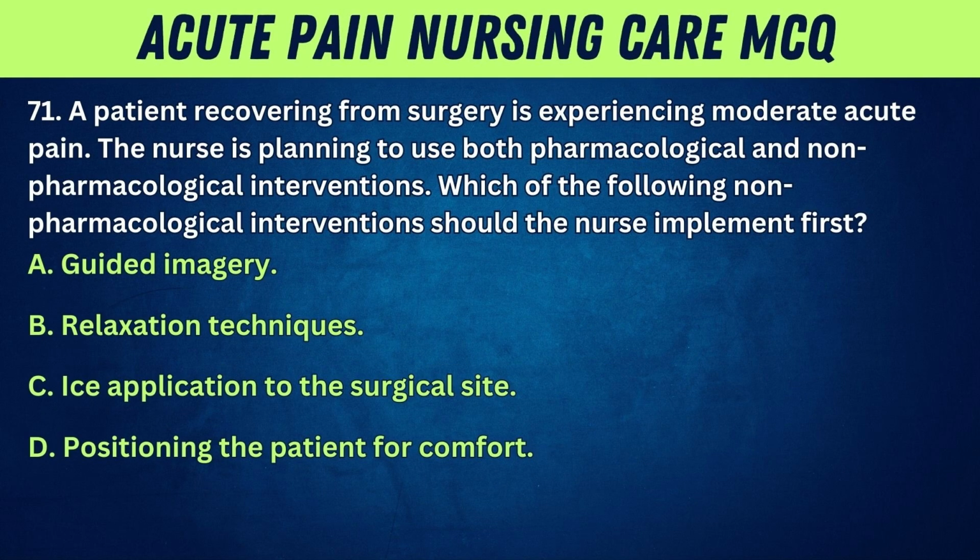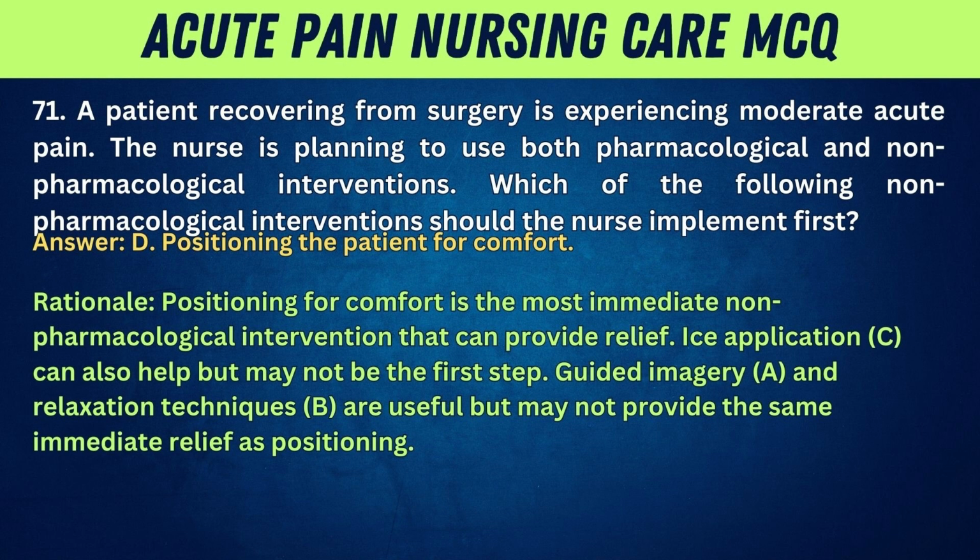71. A patient recovering from surgery is experiencing moderate acute pain. The nurse is planning to use both pharmacological and non-pharmacological interventions. Which of the following non-pharmacological interventions should the nurse implement first? A. Guided imagery. B. Relaxation techniques. C. Ice application to the surgical site. D. Positioning the patient for comfort.